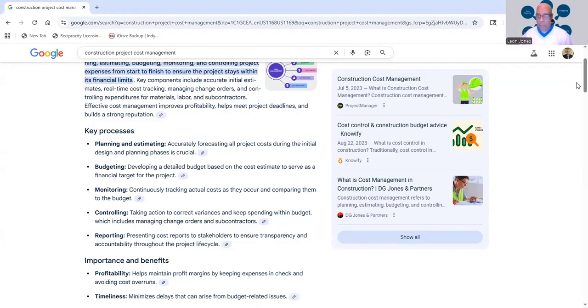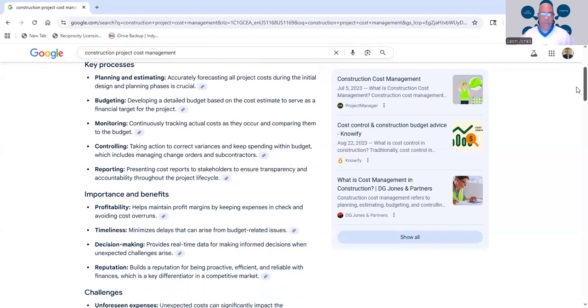Then monitoring, very important. This is where quality control comes into place. When you monitor something, when it comes to costs, you're continuously tracking actual costs as they occur, and you're going to compare them to the budget. And when we deal with controlling, you're just taking action to correct variances and you're keeping spending within budget, which includes managing change orders and subcontractors. And then reporting. You have to present cost reports to stakeholders.